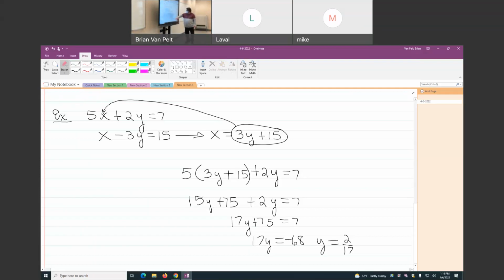Of course, it changes everything over here. What is 68 divided by 17? You get negative 4. All right, so there's our y. Then the easiest way to get x is to take it and plug it back into the equation to solve for x.